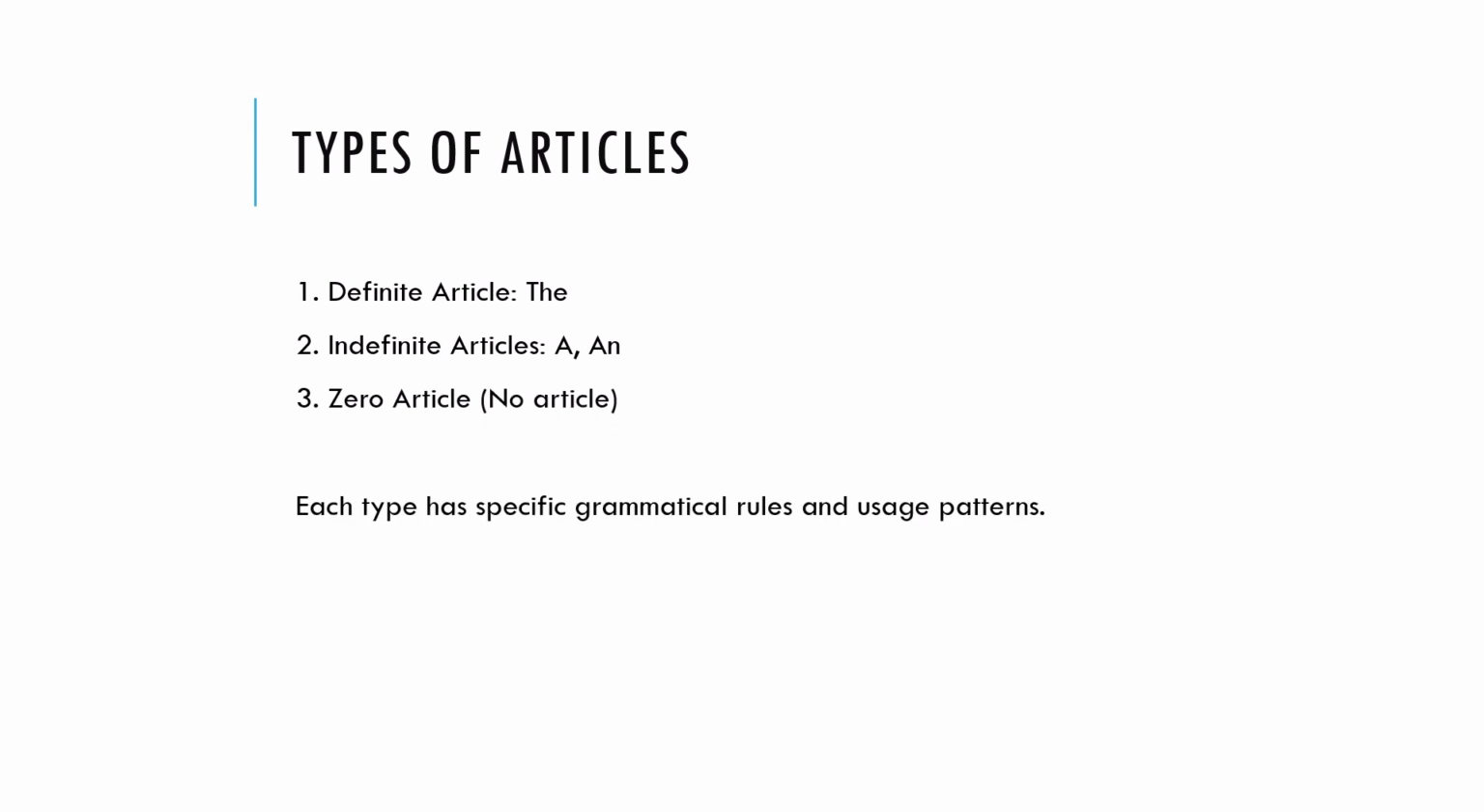There are three types of articles in English grammar: the definite article, the indefinite articles a and an, and the zero article, meaning no article. First, indefinite articles a and an. These are used when we talk about something general, not specific. For example, a pen, an orange. Second, the definite article, the, for example, the book on the table. Third is zero article. This means no article is used. For example, water is important. Children love toys. Now we will study these one by one.